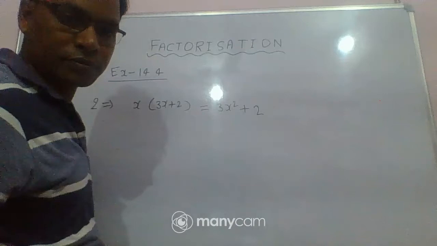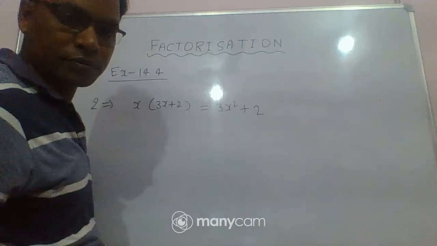And this is the second question. The given statement: x into 3x plus 2 is equal to 3x square plus 2. This is the left hand side and this is the right hand side. So here first we take the left hand side and solve it, and try to find the error and write the correct mathematical statement according to the question.